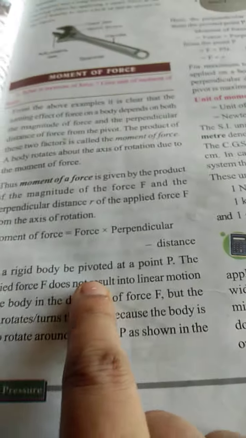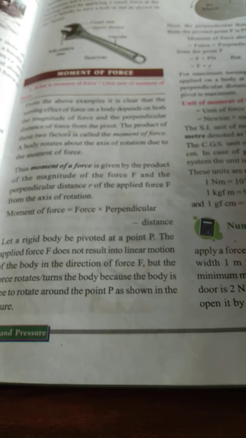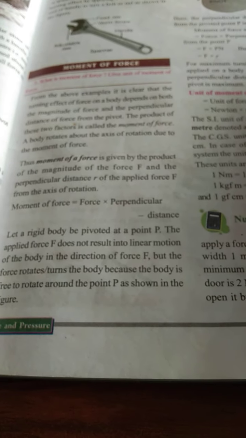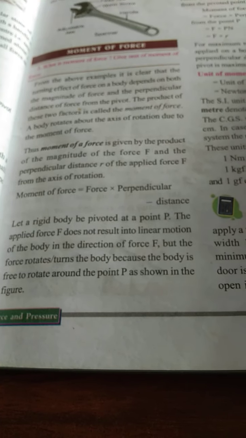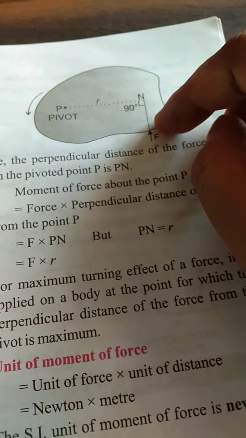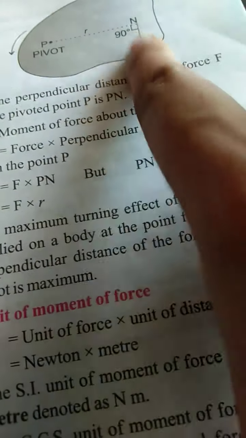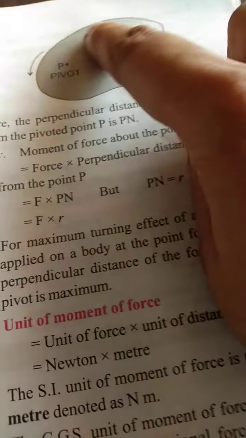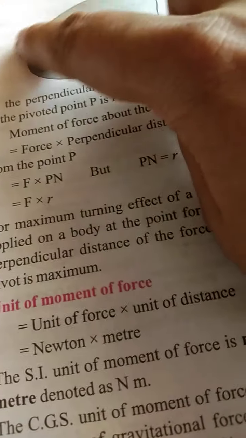So let a rigid body be pivoted at a point P. The applied force F does not result in linear motion of the body in the direction of force F, but the force rotates or turns the body because the body is free to rotate about the pivotal point. So if the force is applied in this direction, the body moves this way. The force is applied from here and the body rotates about the pivotal point.